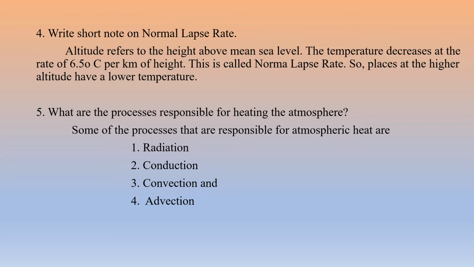Altitude refers to the height above mean sea level. The temperature decreases at the rate of 6.5 degrees C per kilometer of height. This is called the normal lapse rate. So places at a higher altitude have a lower temperature. Yes, when we are moving up at the rate of 6.5 degrees C per kilometer of height, the temperature will be decreasing. So this is called the normal lapse rate.